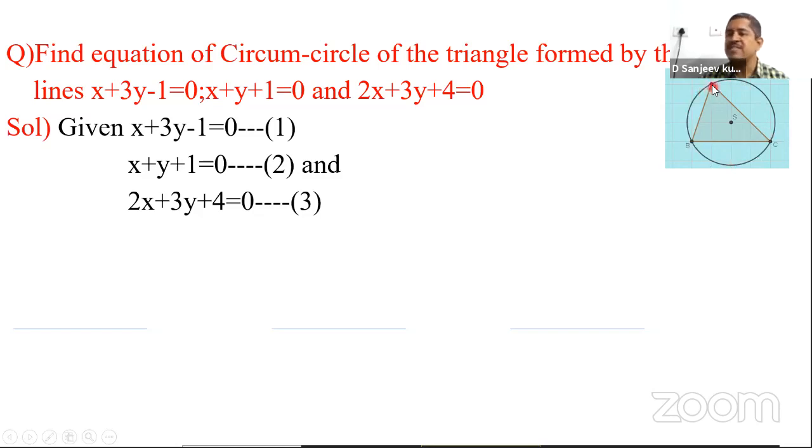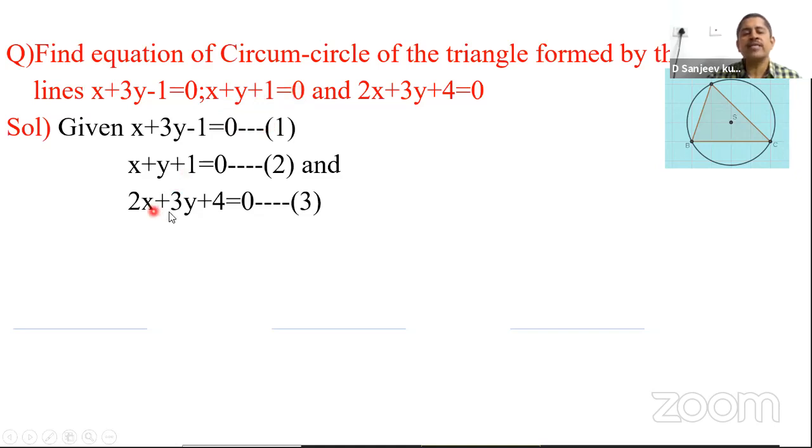But what is given? These points are not given. A, B, C are not given. So instead of giving A, B, C, you have been given 3 line equations. So the equation of AB is given, equation of BC is given, equation of AC is given. The first equation, x plus 3y minus 1 is equal to 0. Second equation, x plus y plus 1 is equal to 0.